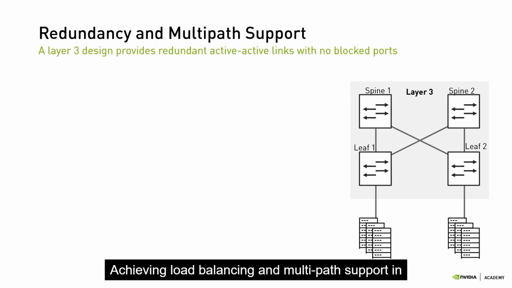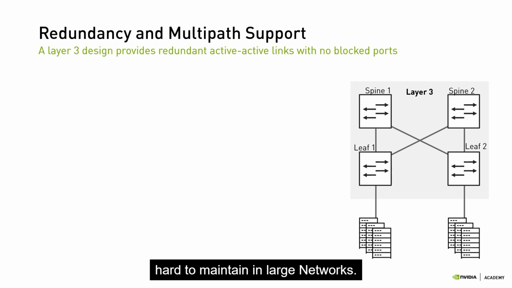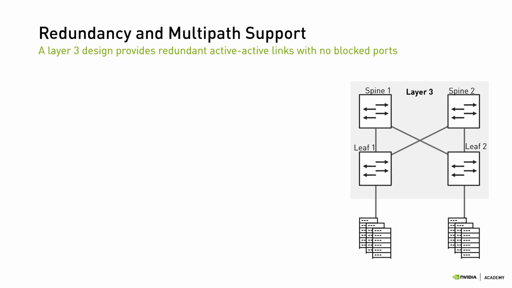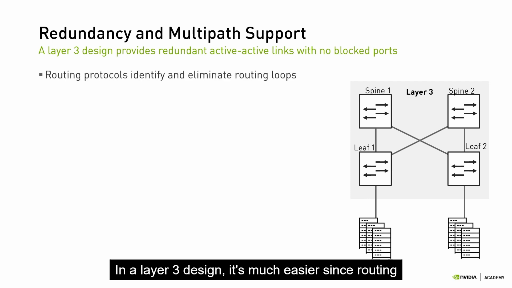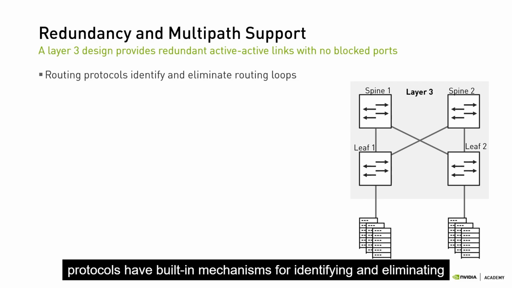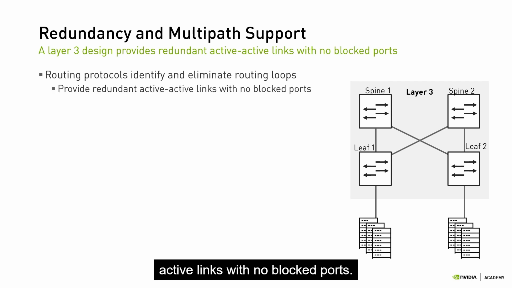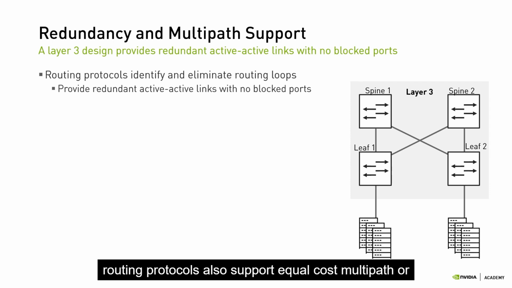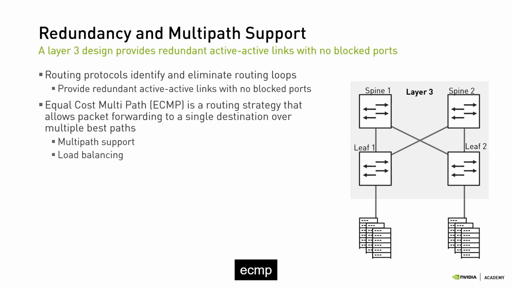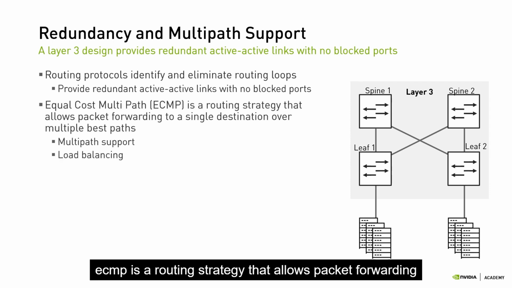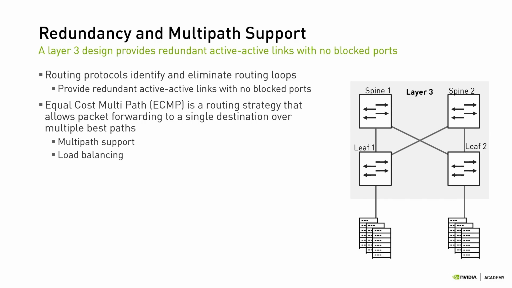Achieving load balancing and multipath support in a Layer 2 design is very difficult. It involves a combination of STP and MLAG settings that are hard to maintain in large networks. In a Layer 3 design, it's much easier since routing protocols have built-in mechanisms for identifying and eliminating routing loops. Thus, a Layer 3 design provides redundant active-active links with no blocked ports. Routing protocols also support equal cost multipath, or ECMP. ECMP is a routing strategy that allows packet forwarding to a single destination over multiple best paths.